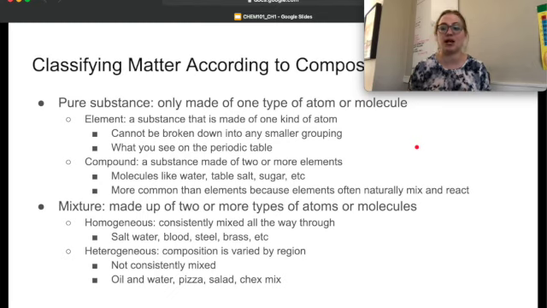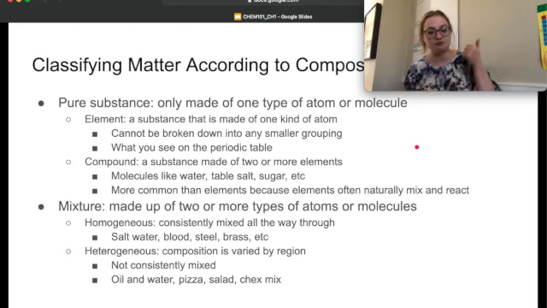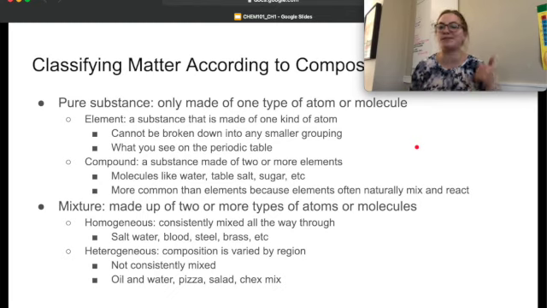The other broad category that we have when we're classifying matter according to composition is a mixture. This is made up of two or more kinds of atoms or molecules. If we have two or more kinds of atoms or molecules mixed together, we might have a homogeneous mixture or a heterogeneous mixture. A homogeneous mixture, I learned to say homogeneous, you're more than welcome to say homogeneous, is a mixture that is consistently mixed all the way through.